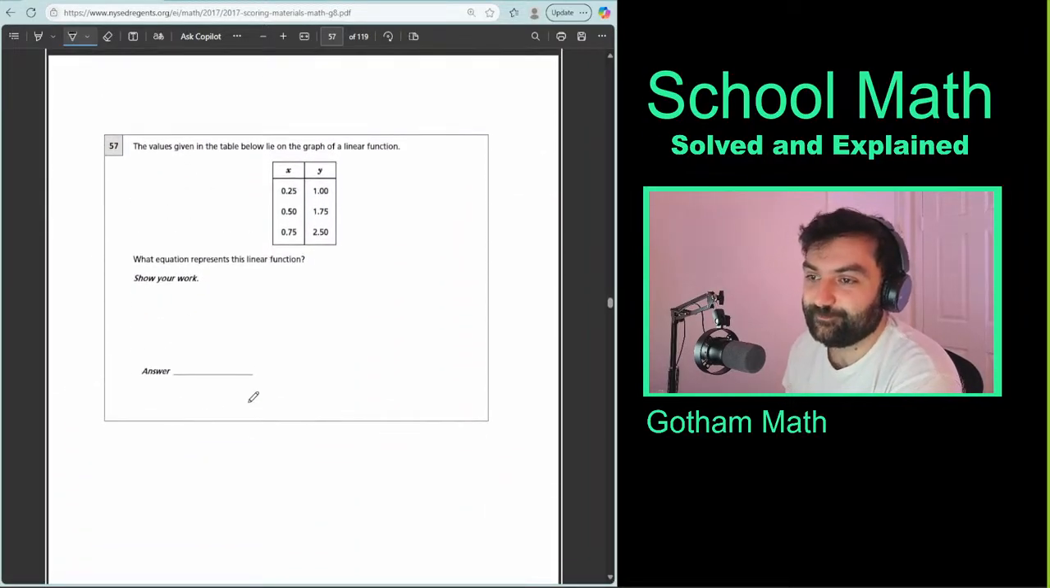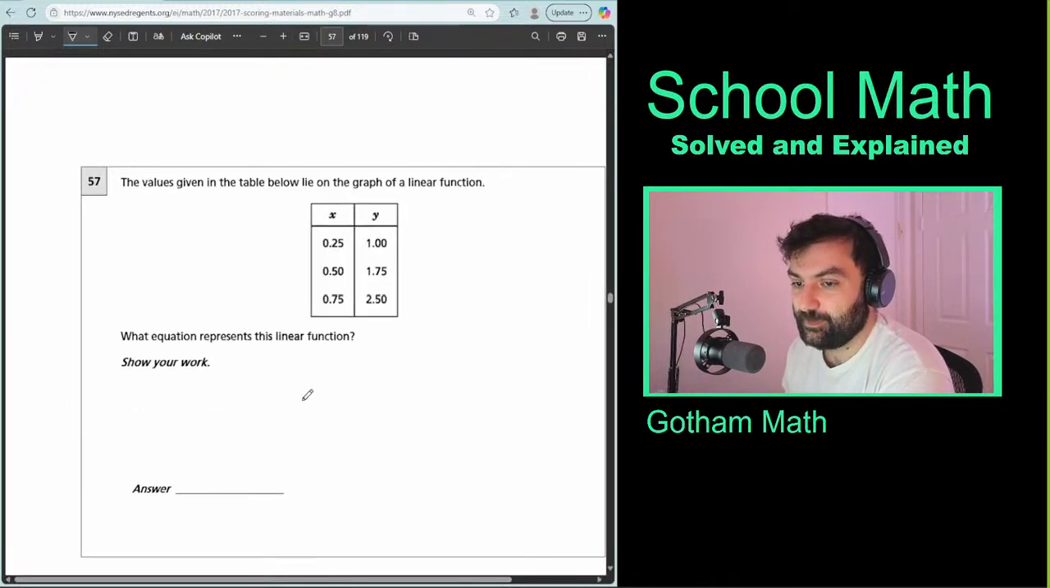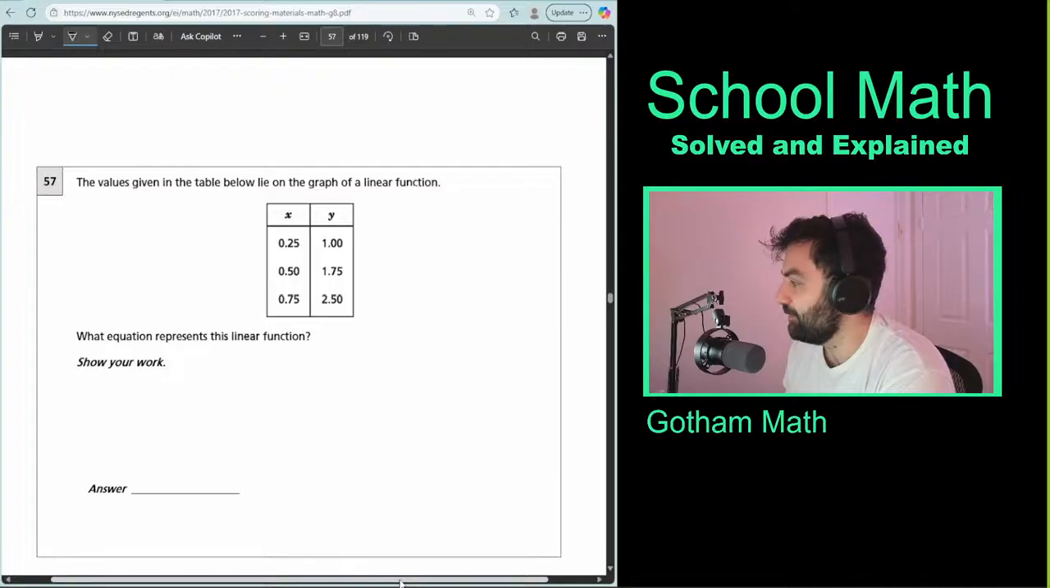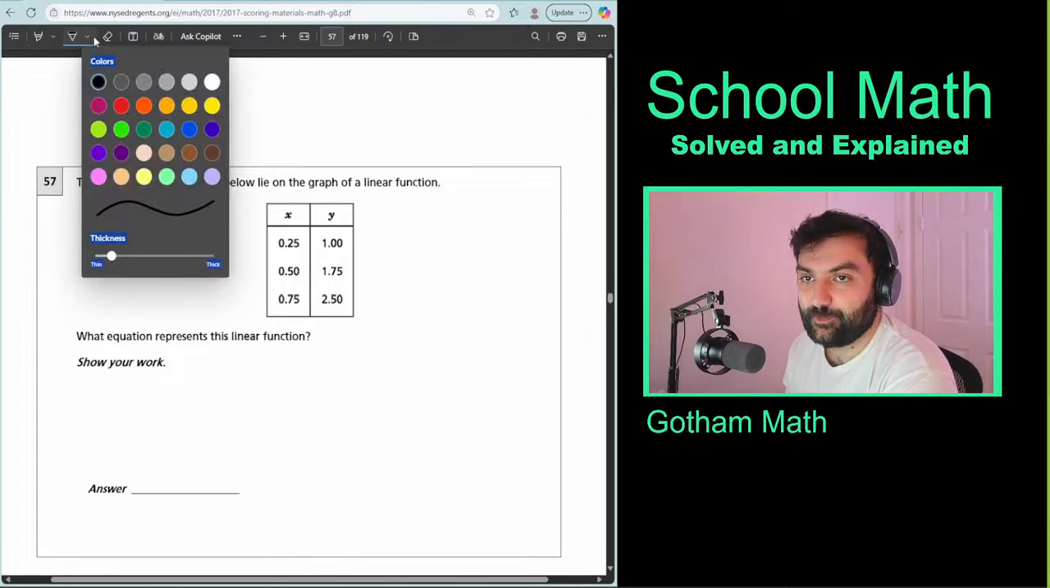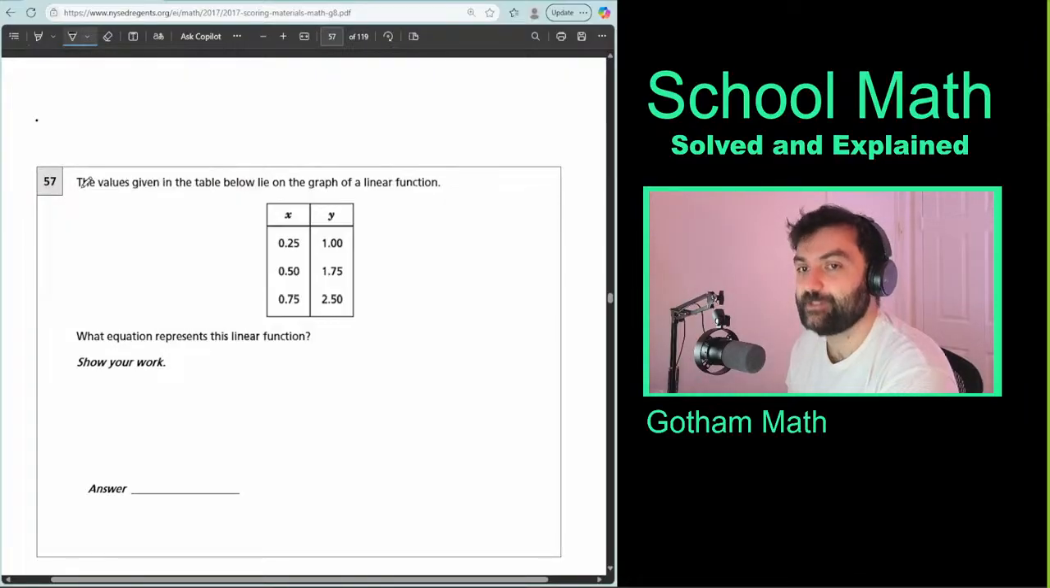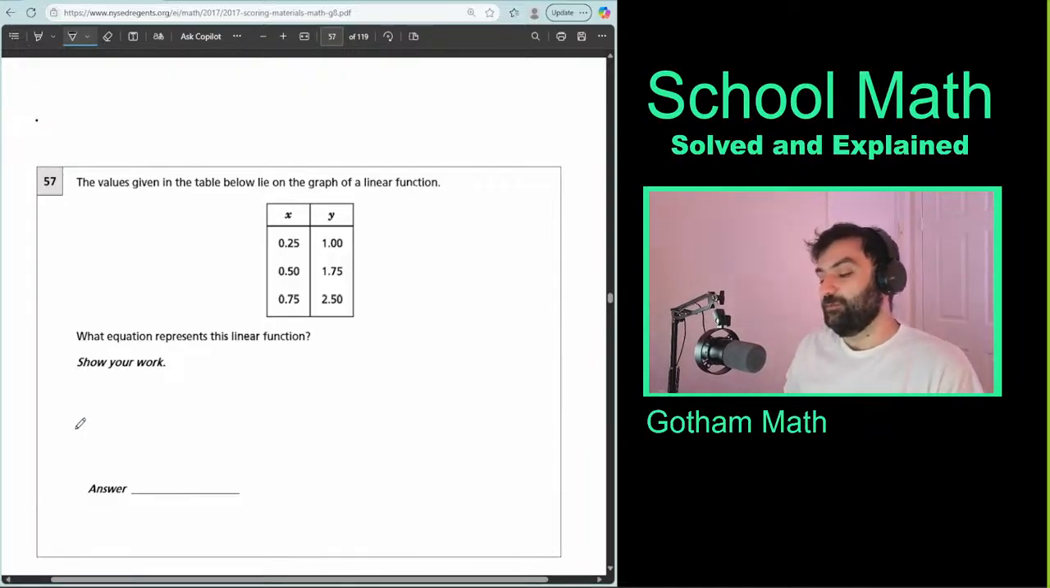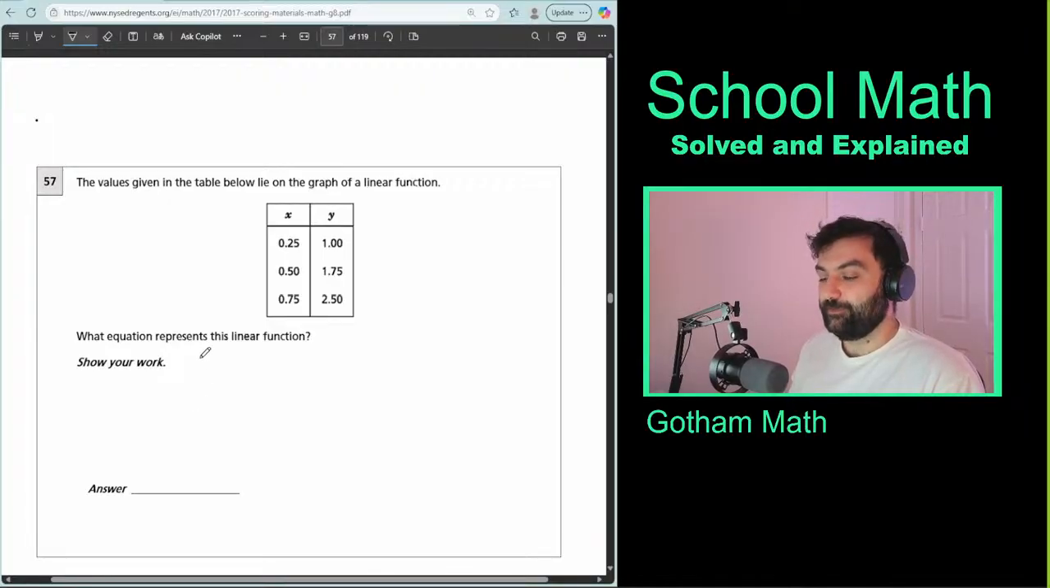All right, number 57. The values given in the table below lie on the graph of the linear function. What equation represents the linear function? Becca, this is important to learn. Pay attention. Maybe we're actually going to cut it as a separate video. Pay close attention. This is going to be on a lot of your upcoming tests: SAT, Algebra 1, Algebra 2, Geometry. It's everywhere. You need to know how to do it.